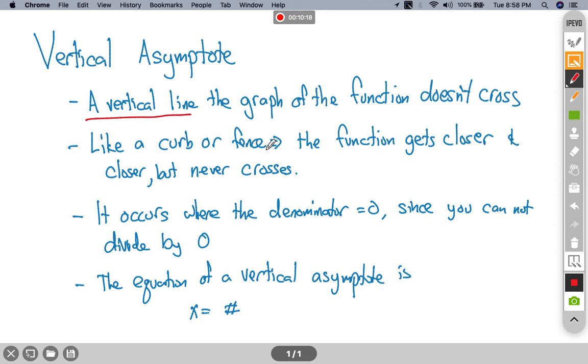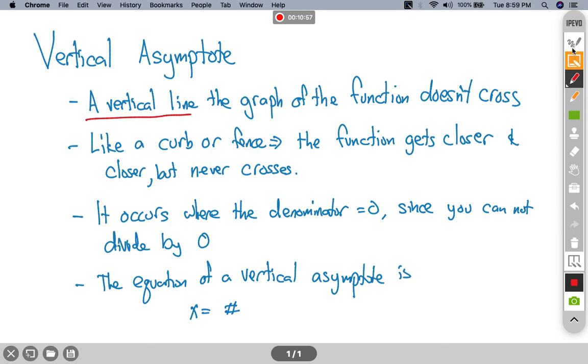Why did this one disappear, but these do? I don't know. It's kind of like when we were parallel parking, you don't want to hit the curb. It doesn't ever hit there. It doesn't even hit the fence. It just gets mathematically as close as possible, but it just shoots up to infinity or shoots down to negative infinity. We find these by looking for where the denominator equals 0. So set the denominator equal to 0, solve for x. The equation of a vertical asymptote is always going to be x equals some number.